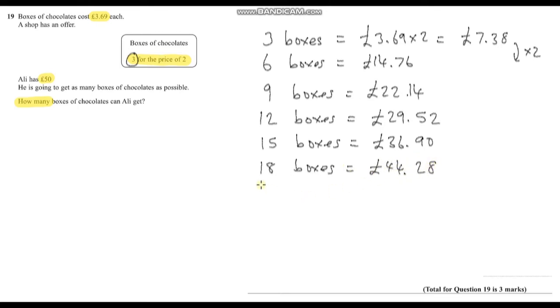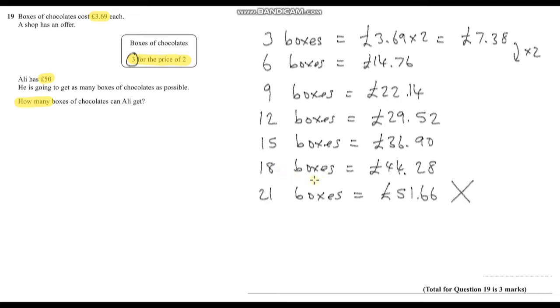£44.28. If we keep going, so 21 boxes this time. Again, we're adding £7.38. Oh, now that takes us to £51.66. So we cannot get 21 boxes. So we can buy 18 boxes.